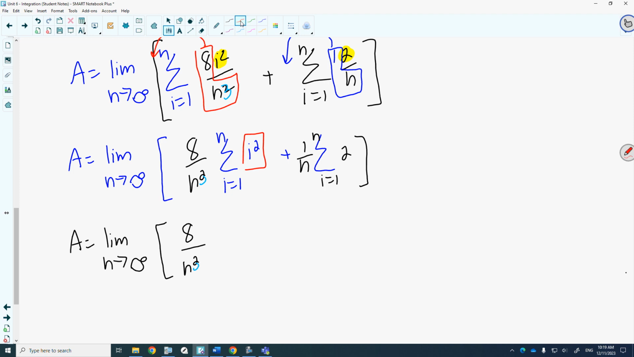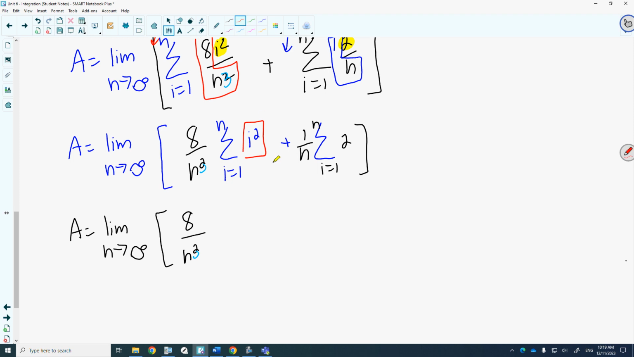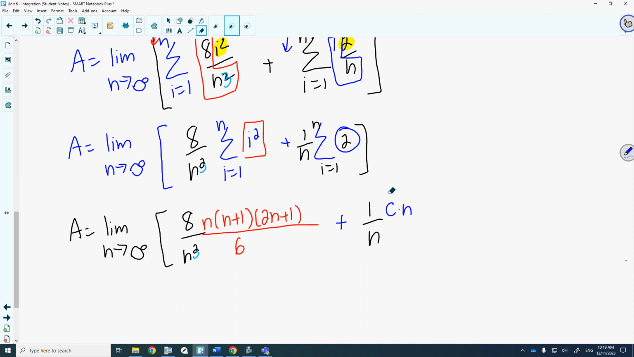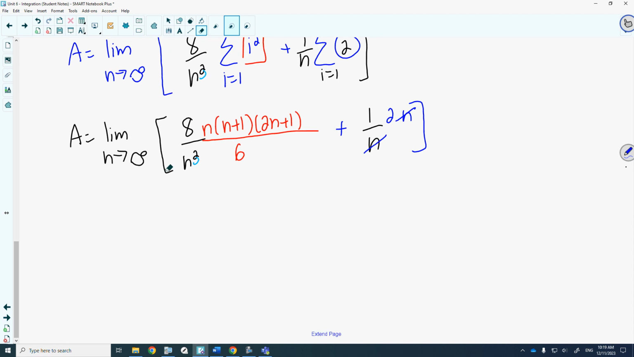Okay, so the formula for the sum of squares is going to be n times n plus 1 times 2n plus 1 over 6, plus, I have 1 over n, and the formula for the sum of a constant is Cn, so the constant times n. Now my constant is 2, so I'm going to put a 2 here. n over n will cancel, and then I want to clean up over here.